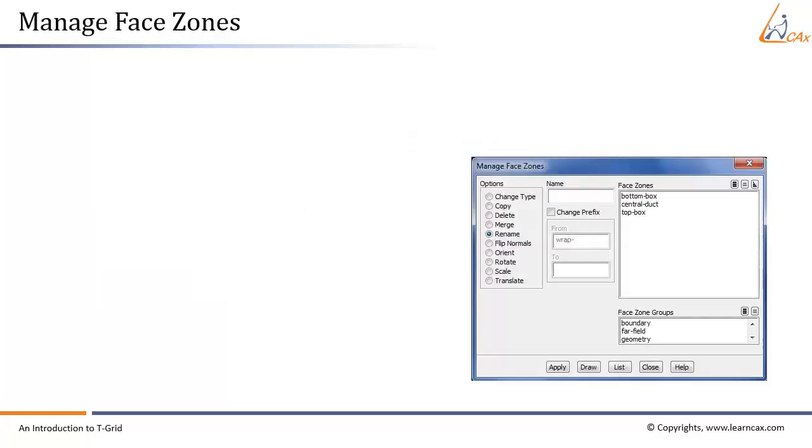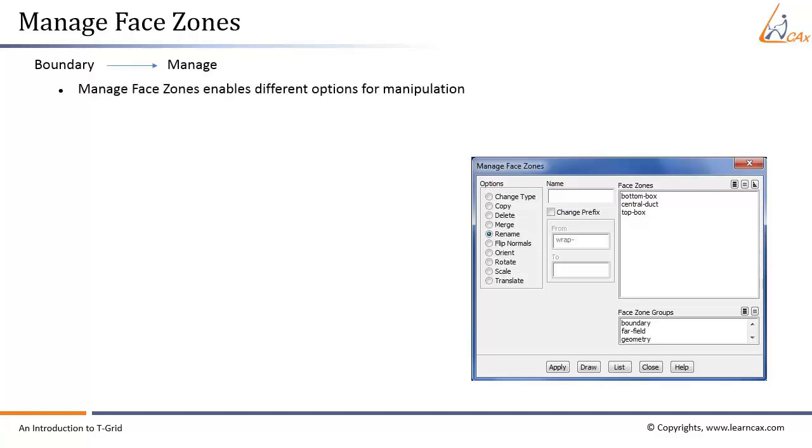The Manage Phase Zones panel allows you to manipulate boundary zones. You can use the panel to change the boundary type of a zone, delete zones, combine or merge zones, display or draw them, print or list information about them, copy them, rename them, and change their position. In order to switch to Manage Phase Zones panel, go to Boundary and then Manage. Manage Phase Zones enables different options for manipulation.